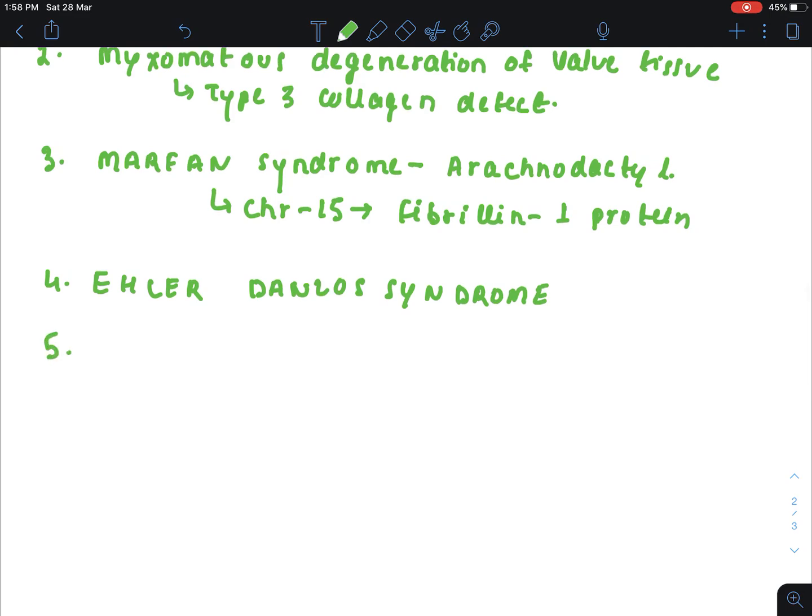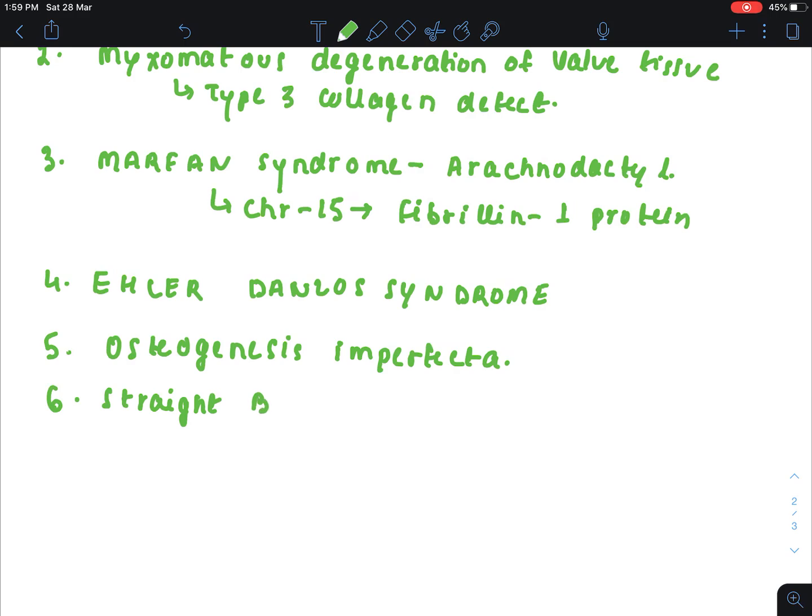The fifth cause is osteogenesis imperfecta. The sixth cause is straight back syndrome. In straight back syndrome, the anteroposterior diameter of the chest decreases. When the anteroposterior diameter of the chest is decreased, the function of the heart will also get decreased. It may so happen that mitral valve prolapse can occur because of the decrease in the anteroposterior diameter, which is known as straight back syndrome.